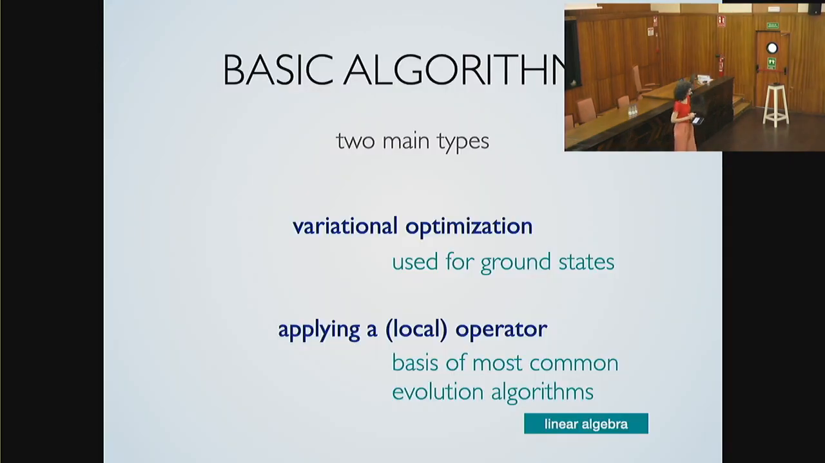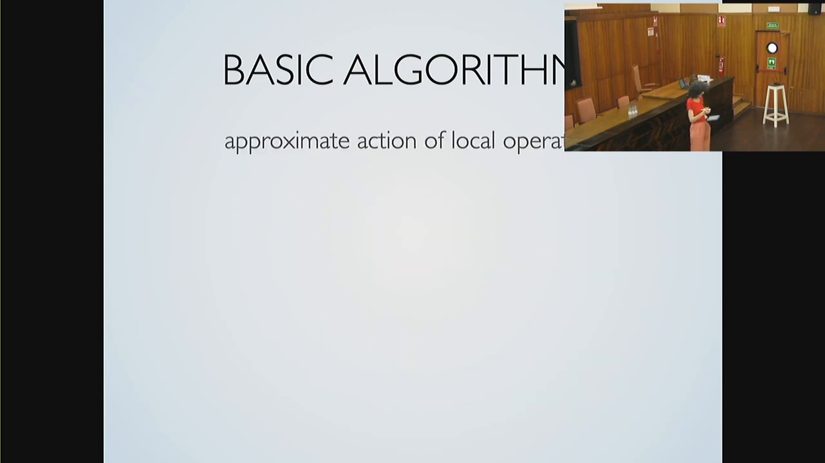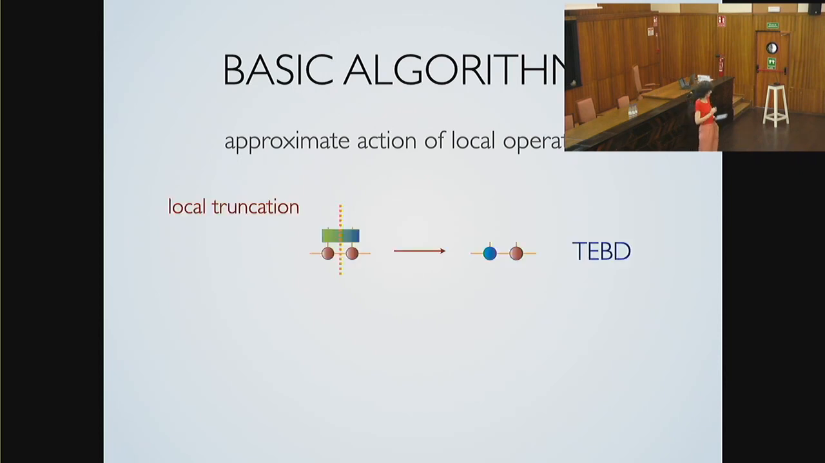So the other set of algorithms that I mentioned before is that of applying an operator, changing your ansatz, and using this for something like time evolution or something else. This can be done in different ways. So if really we have a local operator, that is the basis of the most used time evolution.